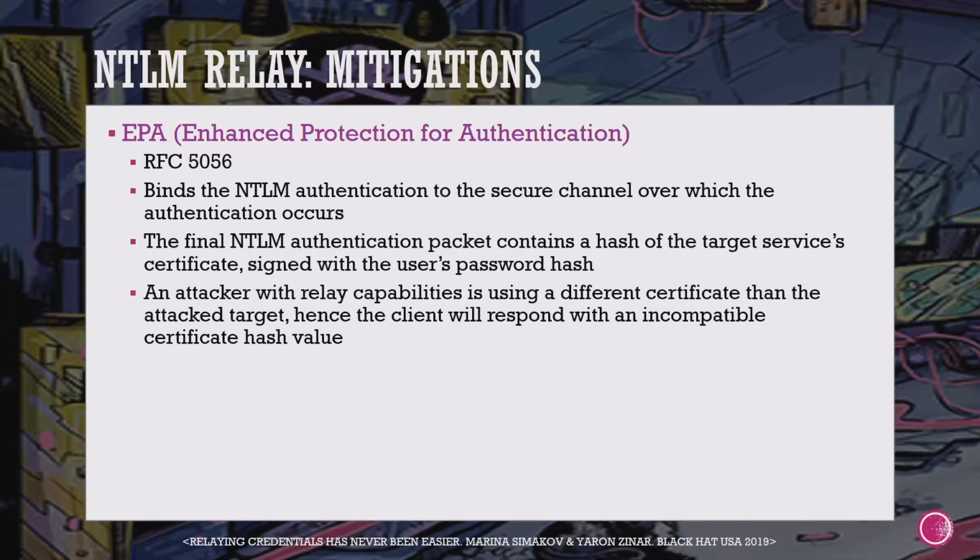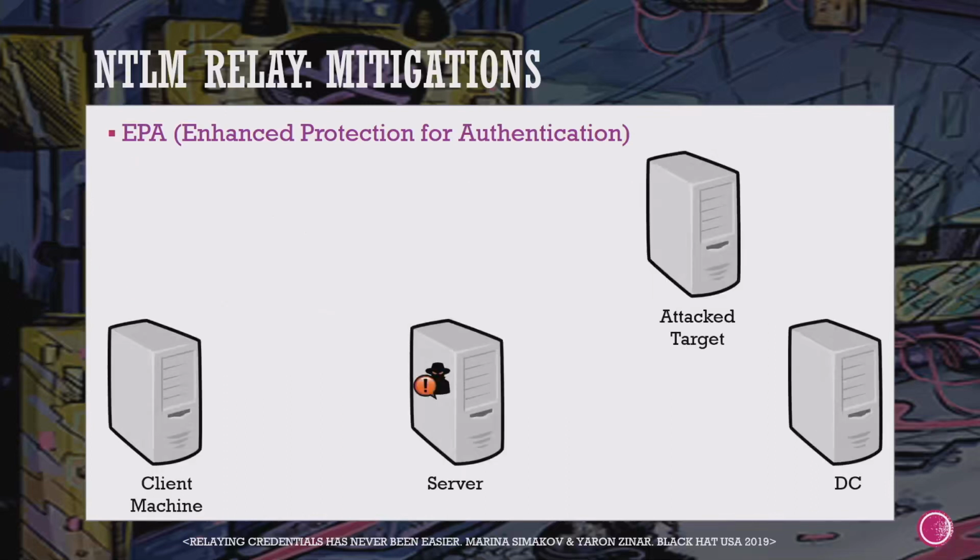So if you have a relayer in the middle, it would be using a different certificate than the attack target, and the value provided by the client in the channel binding field would be based on the certificate of the compromised server. So if attackers try to relay that message to another target, the attack would simply fail because of an incorrect channel binding field. Okay, let's clarify this with an example.